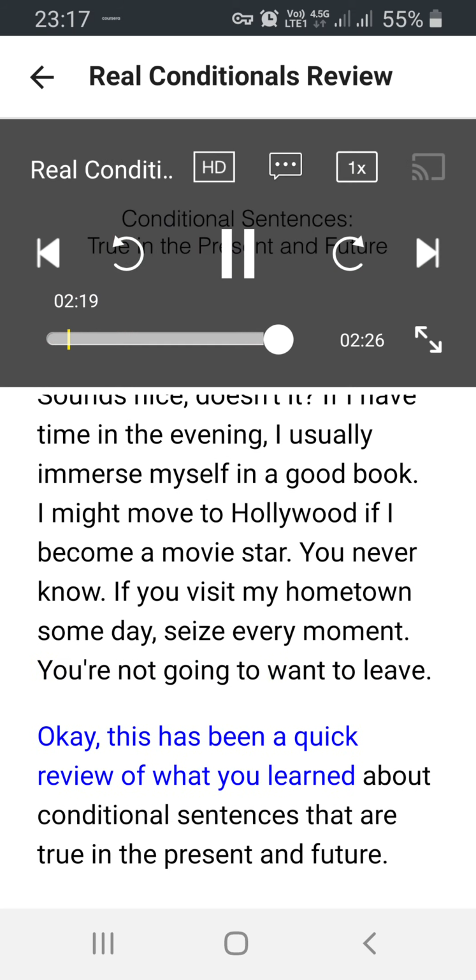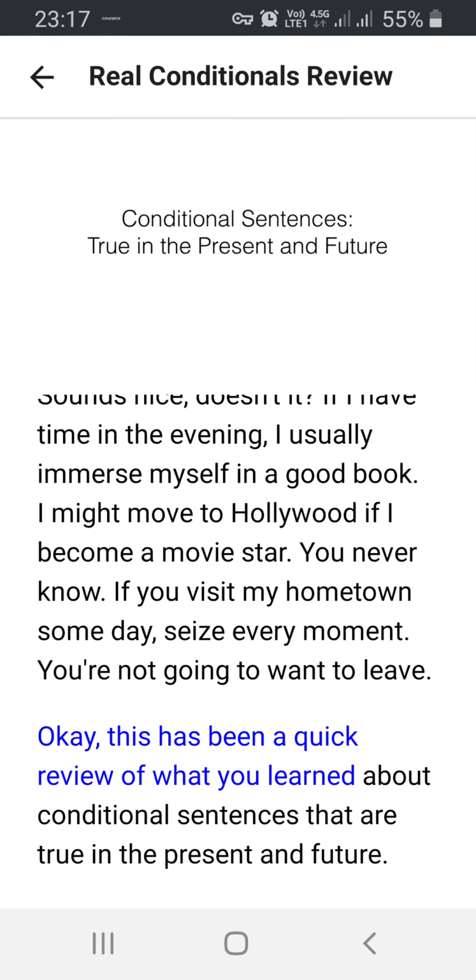Okay, this has been a quick review of what you learned about conditional sentences that are true in the present and future.